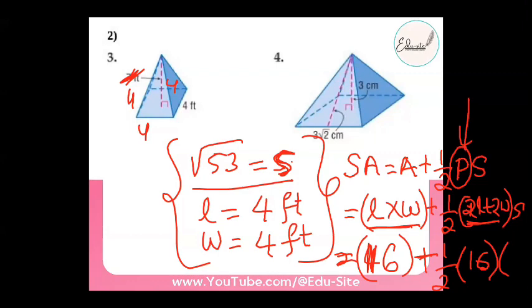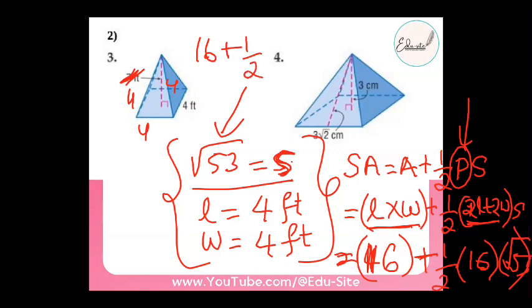Oh, okay. And what is the slant height, beta? We just found it out. Oh, sorry, 53. Yes, sorry. Is it not root 53? Yes, root 53. So how will you calculate now, Aisha? Is it 16 plus half?